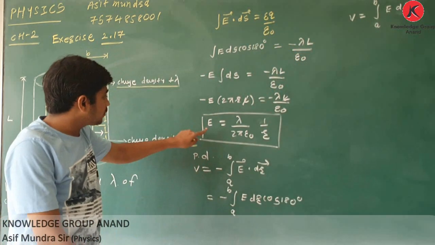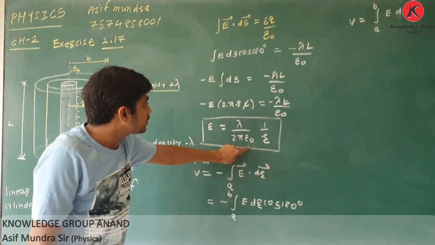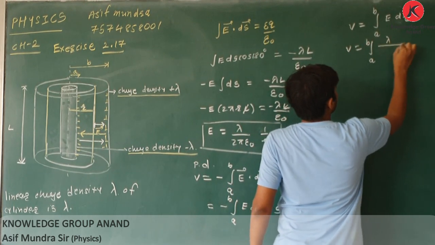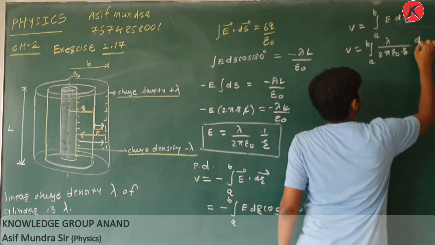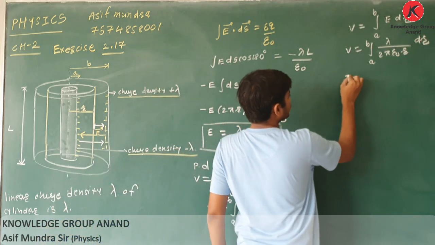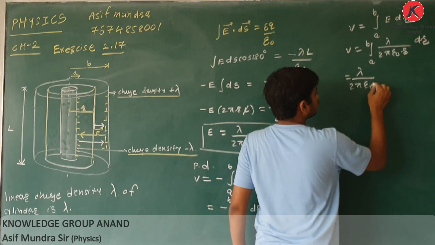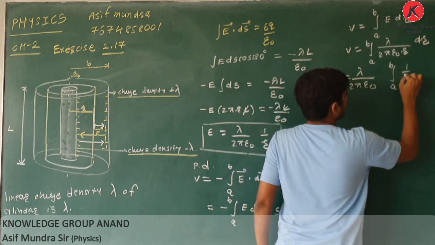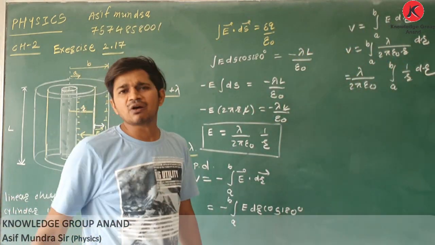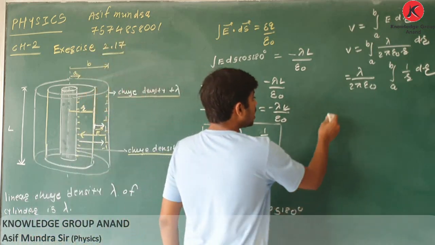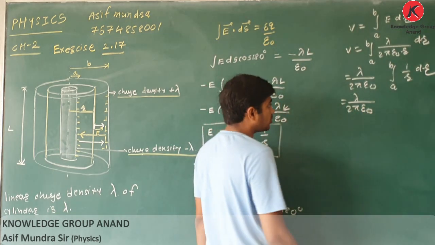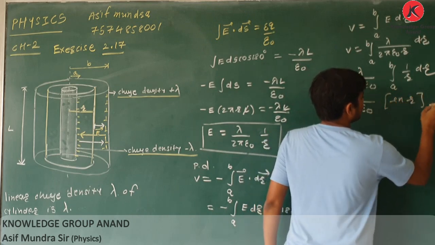Now what is the value of the electric field? We know E is equal to lambda upon 2 pi epsilon 0 times 1 upon R. So V is equal to the integration from A to B of lambda upon 2 pi epsilon 0 R dr. Lambda, 2, pi and epsilon 0 are constants, so we take lambda upon 2 pi epsilon 0 common, and the integration of 1 upon R dr. You know the integration of 1 upon R with respect to R is log R. So it is lambda upon 2 pi epsilon 0 times ln R, with limits from A to B.